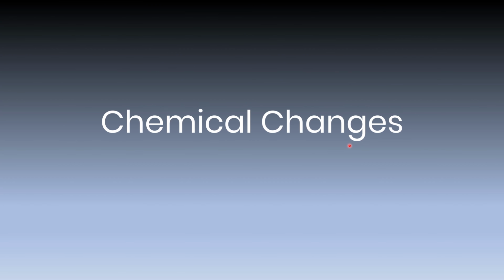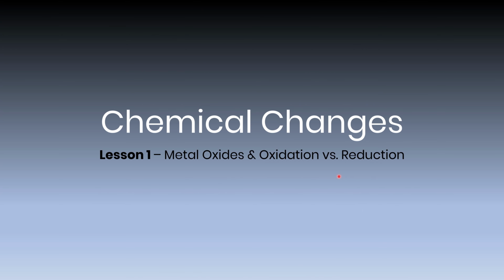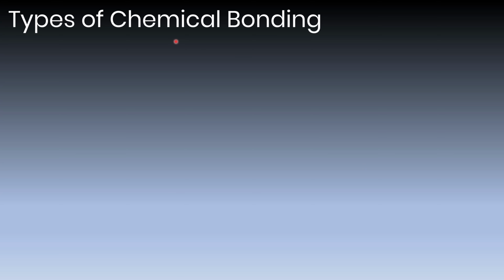In this video, we're going to be studying chemical changes, which is Unit 4 of the AQA Chemistry specification. Our first lesson is on metal oxides and oxidation versus reduction. Let's begin by recapping the different types of chemical bonding that you should have studied before.